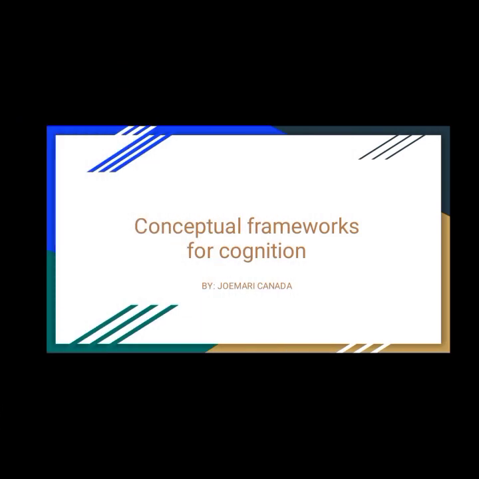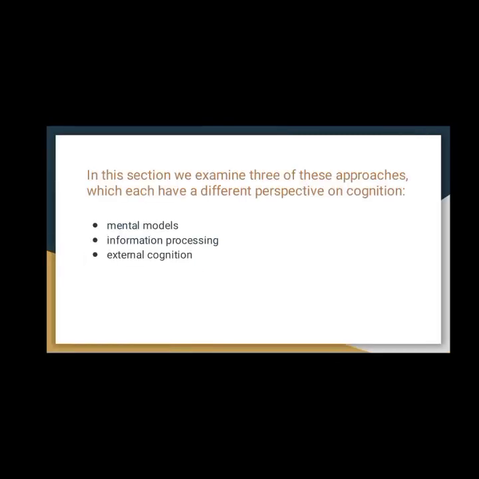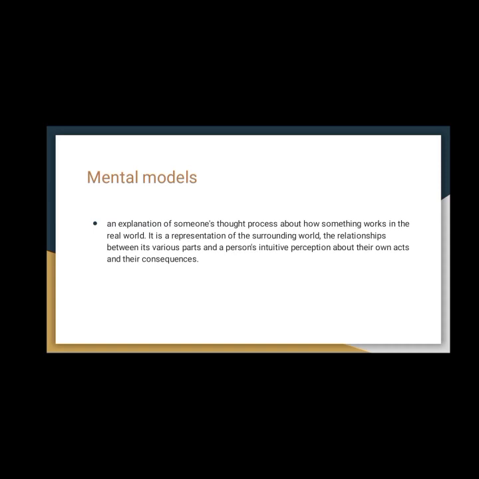So, I am going to report about a conceptual framework for cognition. In this section, we examine 3 approaches, which each have a different perspective on cognition: mental models, information processing, and external cognition. Mental models: an explanation of someone's thought process about how something works in the real world. It is a representation of the surrounding world, the relationships between its various parts, and a person's intuitive perceptions about their own acts and their consequences.